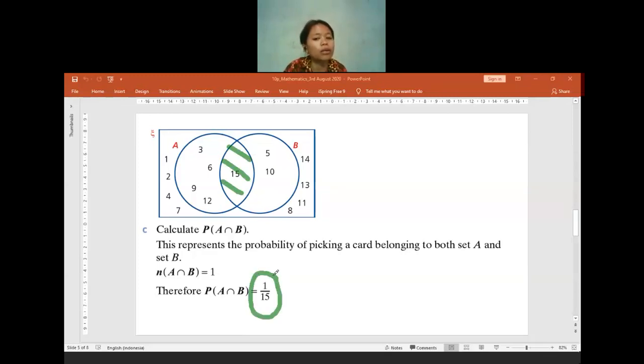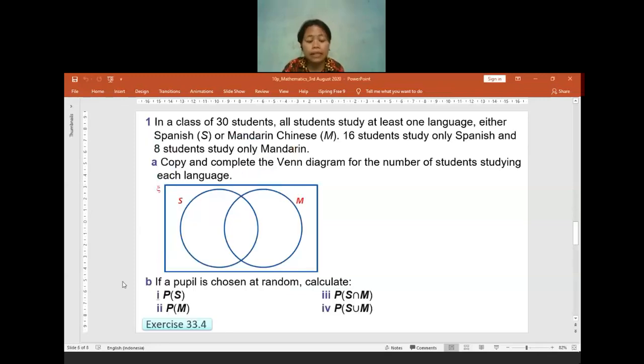Is there anyone who is confused, or maybe I talk too fast? No? Okay. If you are not confused, I will continue to page 481. We are going to discuss exercise 33.4. Later during the discussion, if you think I talk too fast, or if you have anything that is still confusing for you, feel free to interrupt me. It's okay to ask me any question rather than staying quiet and not understanding anything. So please feel free to ask me any question later on.